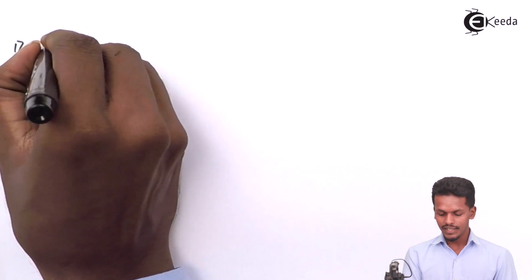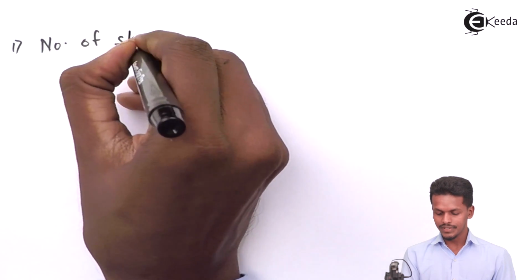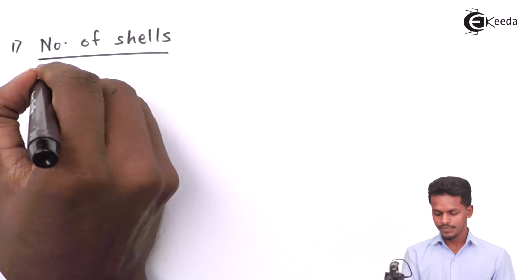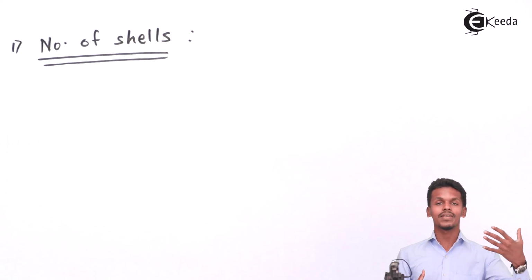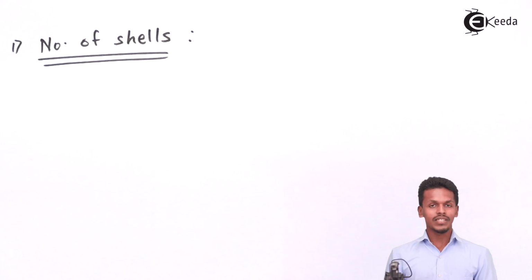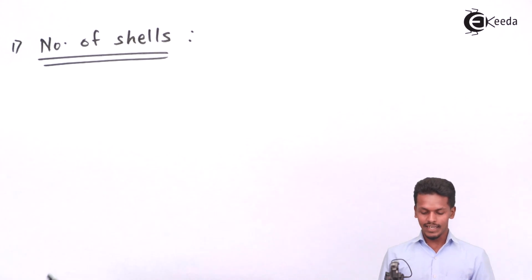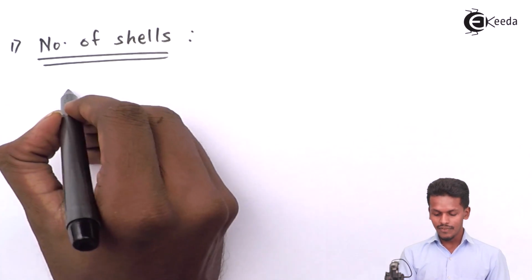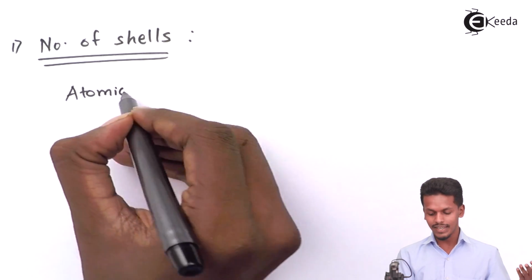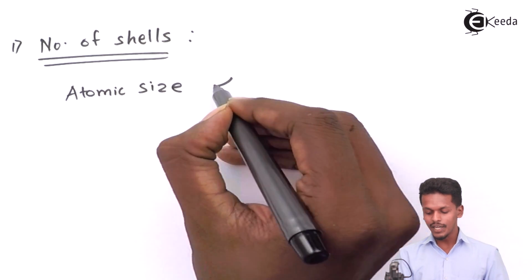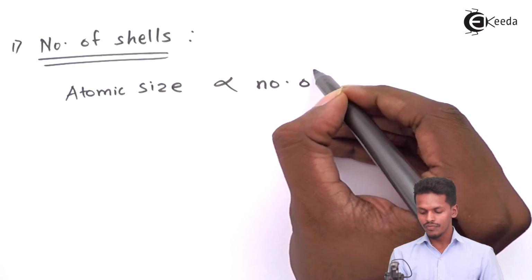Now, talking about the factors that will affect the atomic size, the first factor is the number of shells. The number of shells plays a very important role in deciding the atomic size of a particular atom. For example, if the number of shells increases, then the atomic size will also increase. Therefore, the atomic size is directly proportional to the number of shells.